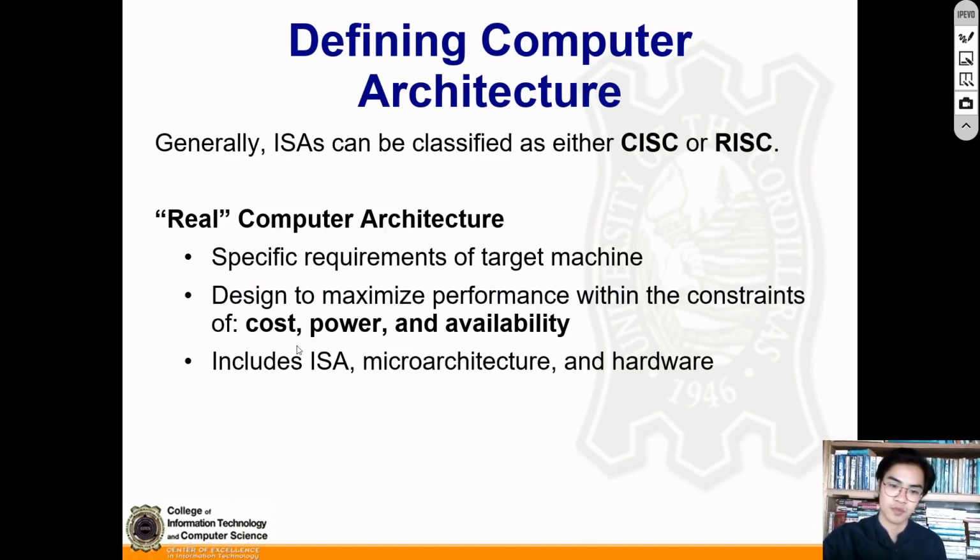Here, we consider cost because, depending on the target requirements and the target purpose of your machine, different costs will be involved. And then power, because we consider how much power the computer needs to achieve what it has to achieve. And of course, resource availability, both in hardware and software. And then we add that on top of the ISA. So that's how we currently view computer architecture today.